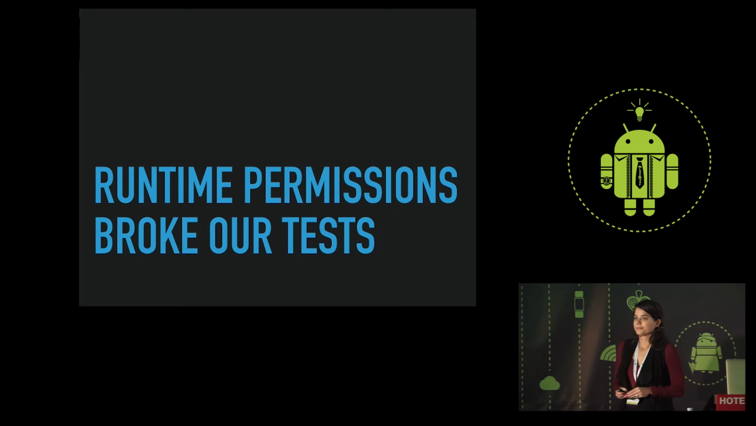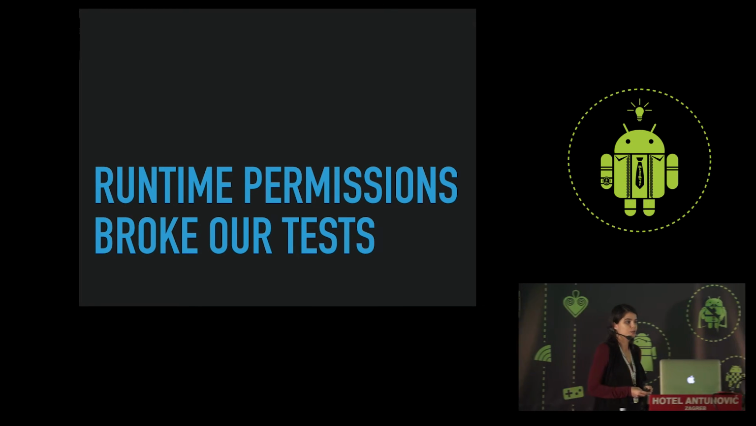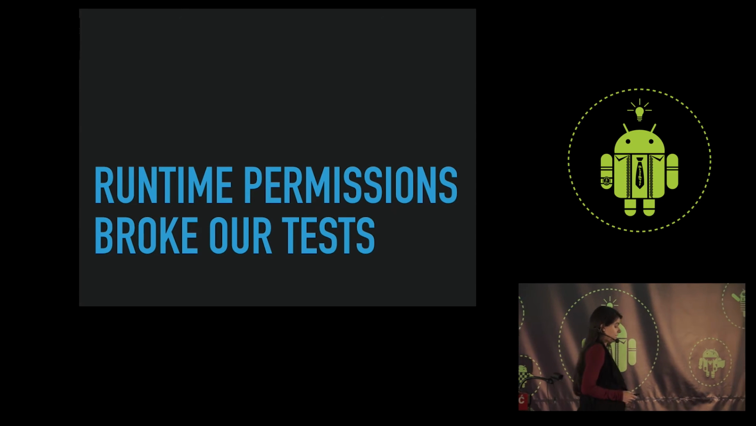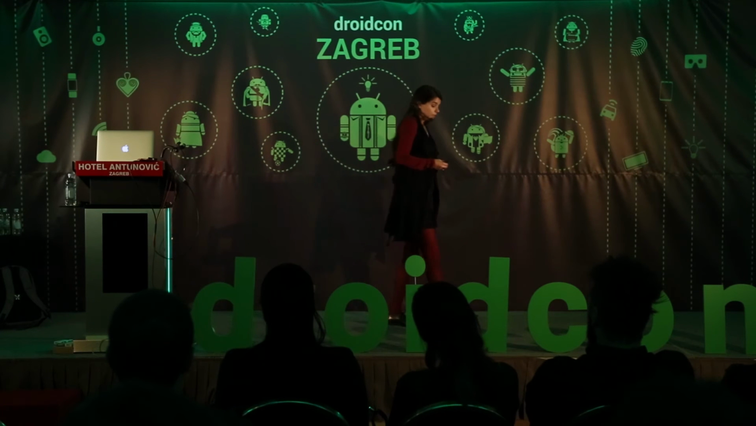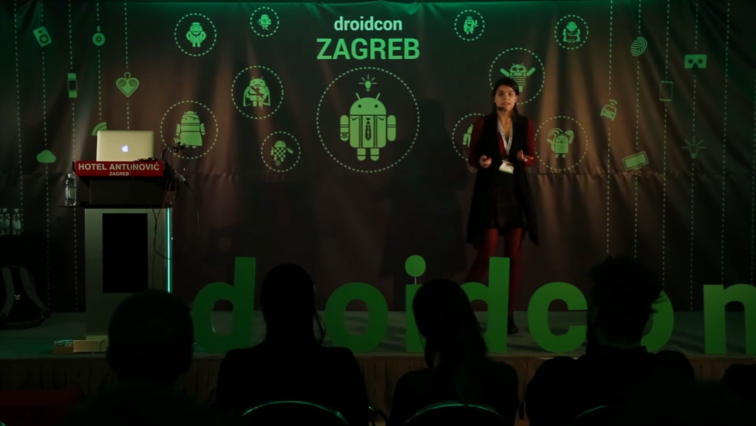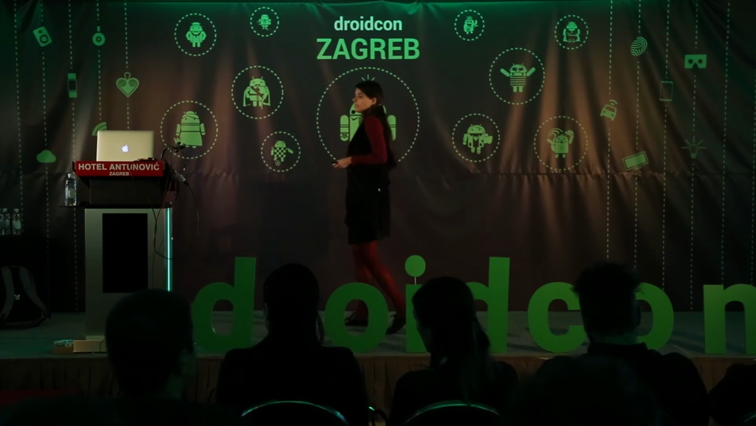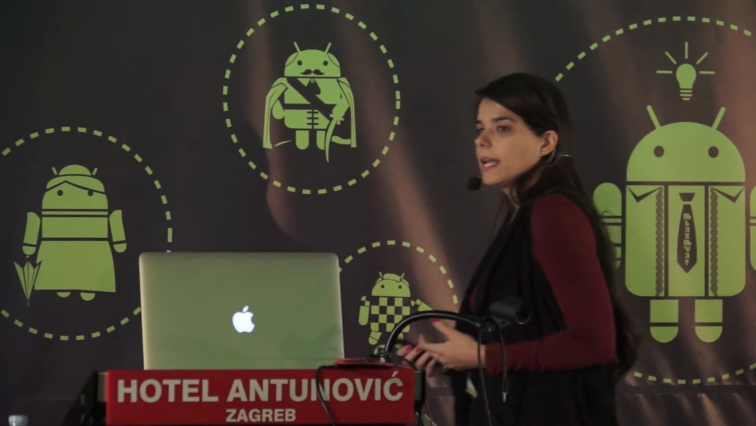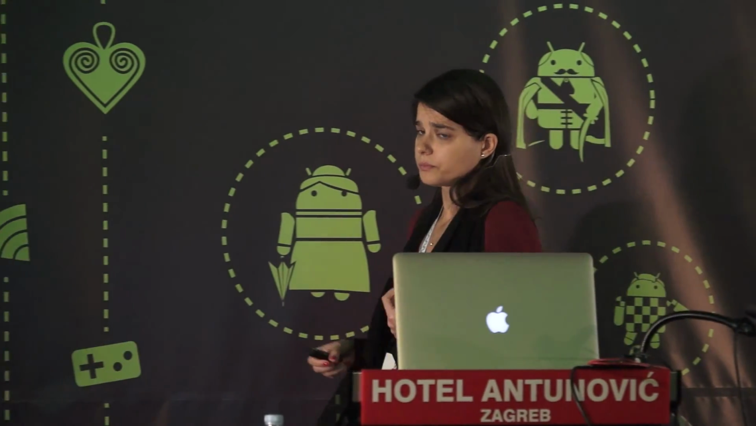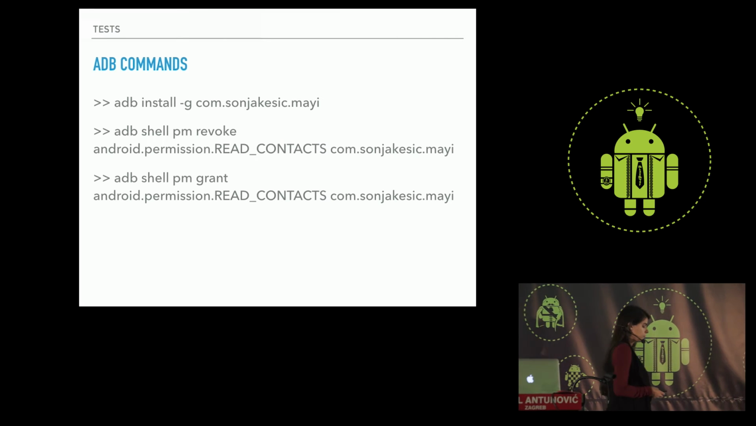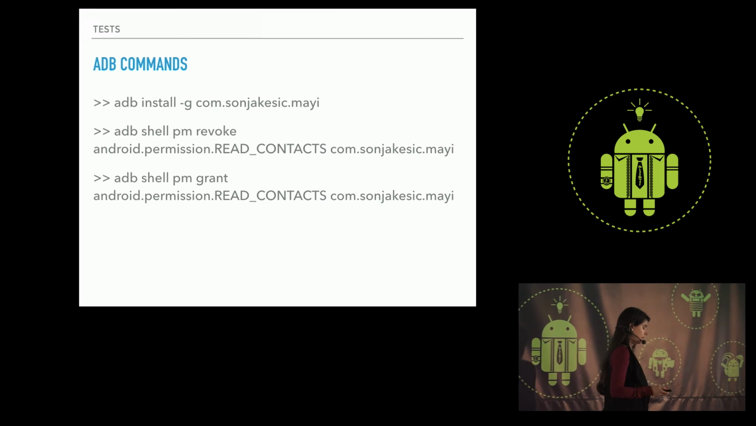So this happened. It was expected, of course, because our tests assumed that we have all permissions granted in install time. And the quick fix was to grant all permissions in install time. There's a quite nice ADB install -g command for that. There are other ADB commands for working with permissions, for revoking, granting, and listing them.